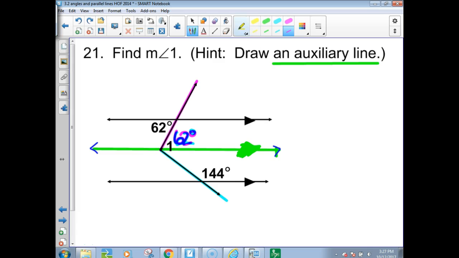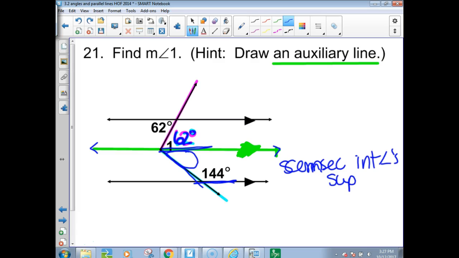But here's the trickier one. How big's the angle underneath the 62? Right here. What's the relationship between this one and 144? Those are consecutive interior angles. So they're not congruent, they are supplementary. So we've got to figure out 180 minus 144. And that's 36. So this angle's 36 degrees.